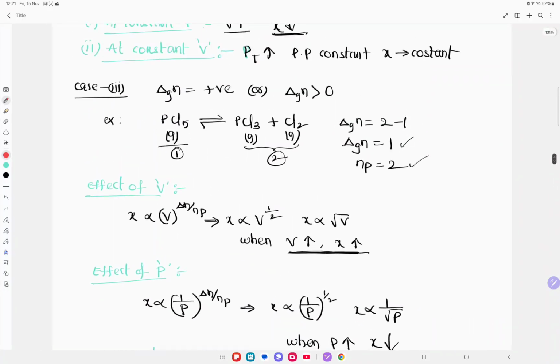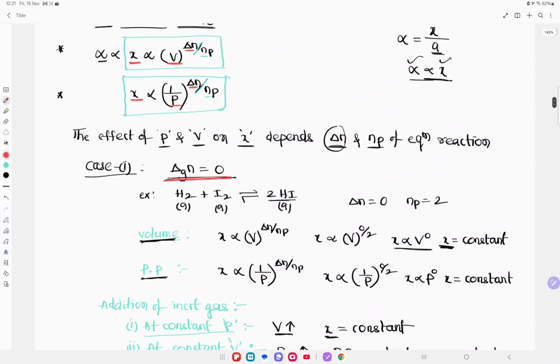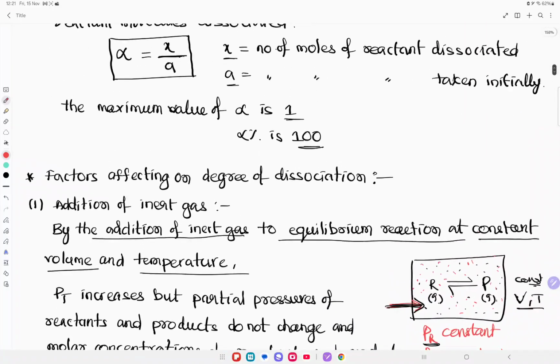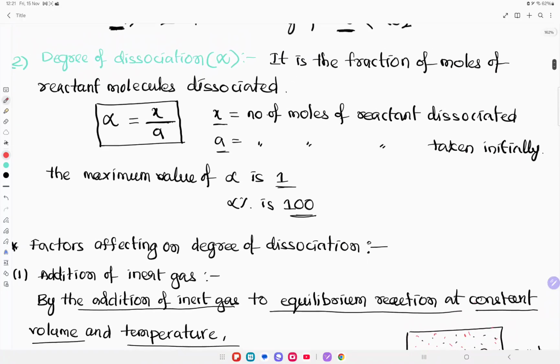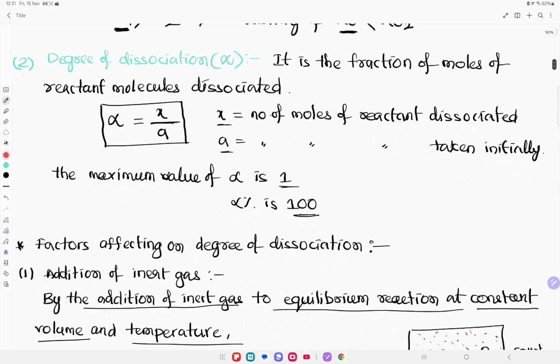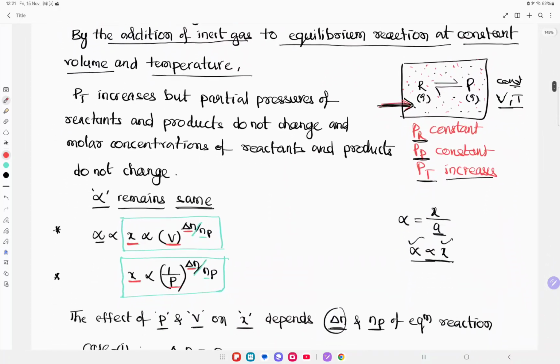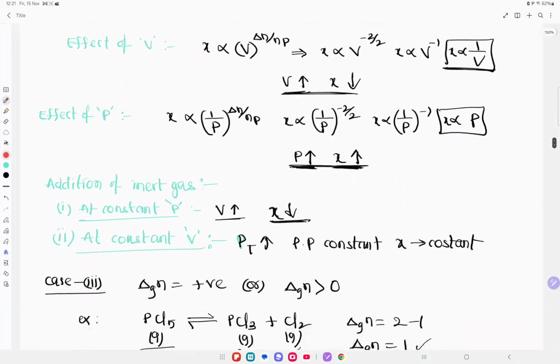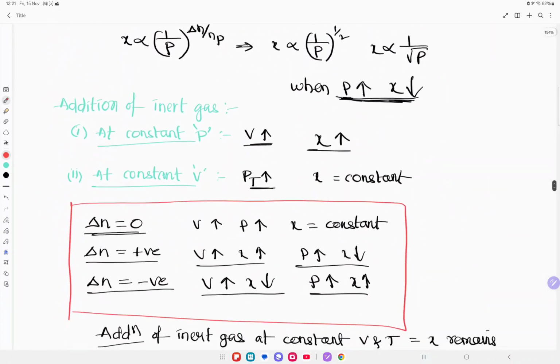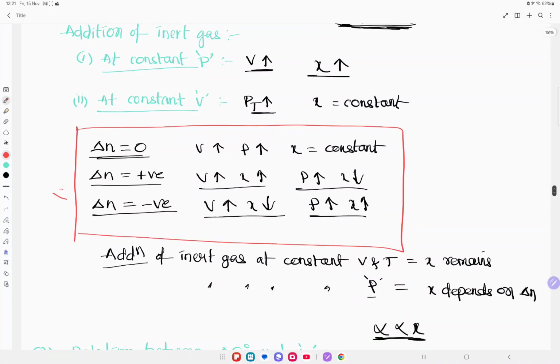And the second one is degree of dissociation and factors affecting degree of dissociation. So you need to remember this one, the last shortcut table. This is very, very important. So this one and this one.